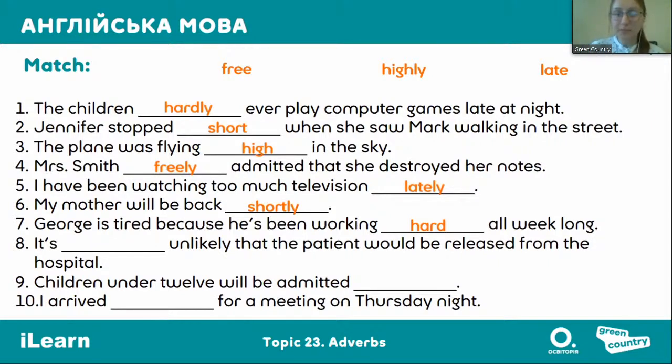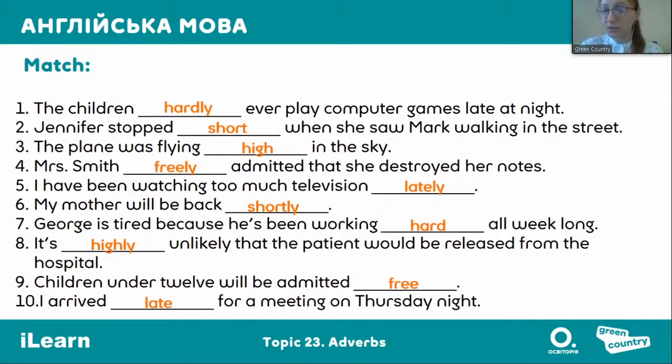Okay, let's go to number 8. It's gap unlikely that the patient would be released from the hospital. Highly unlikely. Це зазвичай вони, ці два слова разом ідуть, це таке collocation, да. Highly unlikely. And number 9. Children under 12 will be admitted gap. Тобто їх кудись впустять як? Free. That's right. Not freely, правда? And number 10, I arrived late. Запізно for a meeting on Thursday night.